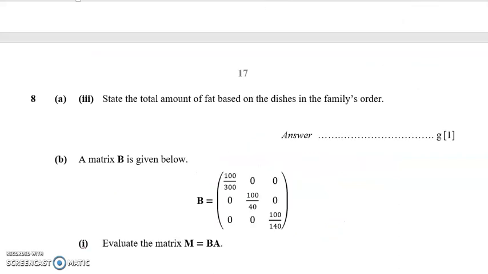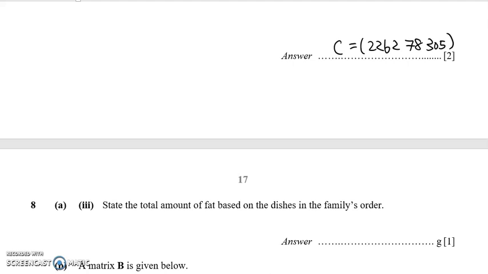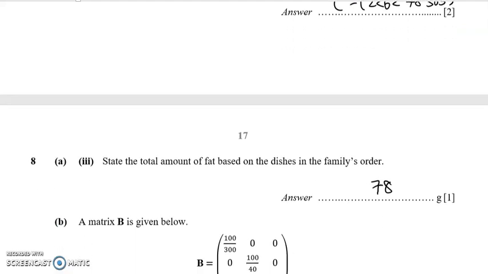Part 3 wants us to state the total amount of fat based on the dishes in the family's order. Our matrix C will give us the answer. The first one is the calories. The second value is for the total number of fat. So our answer for this will simply be 78 grams. Let's go on to part B.